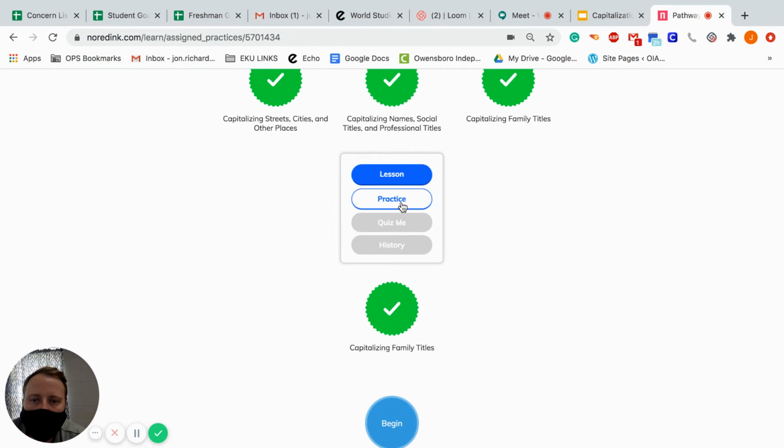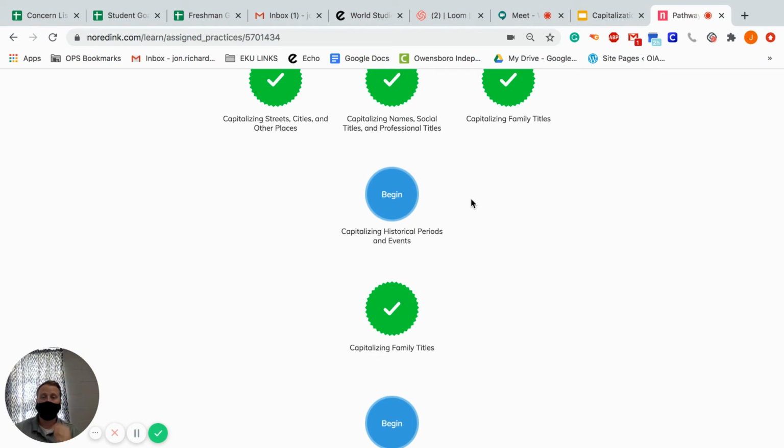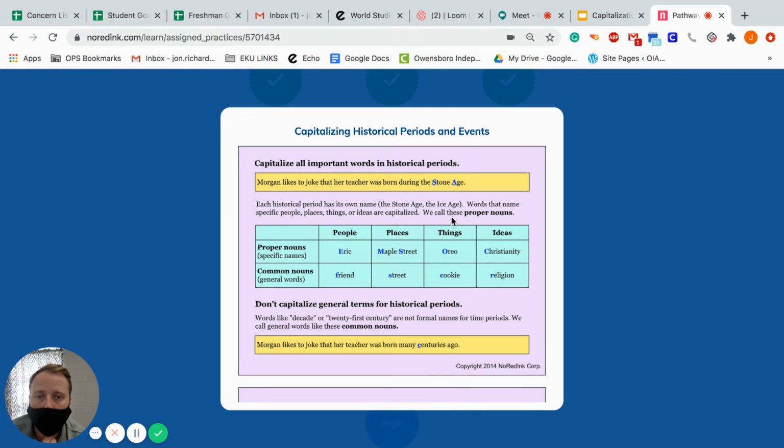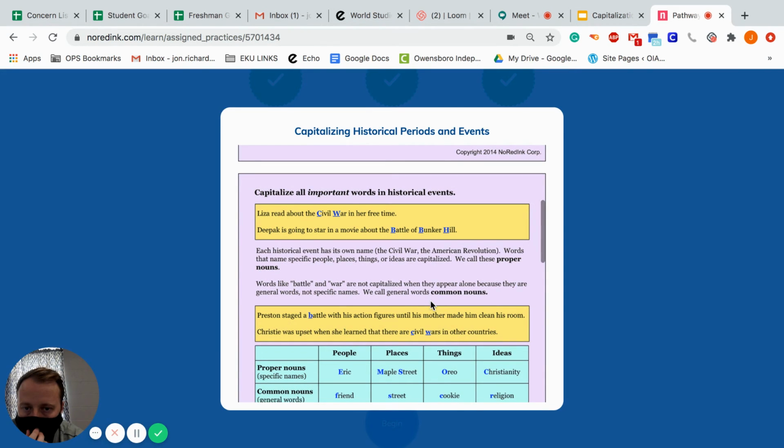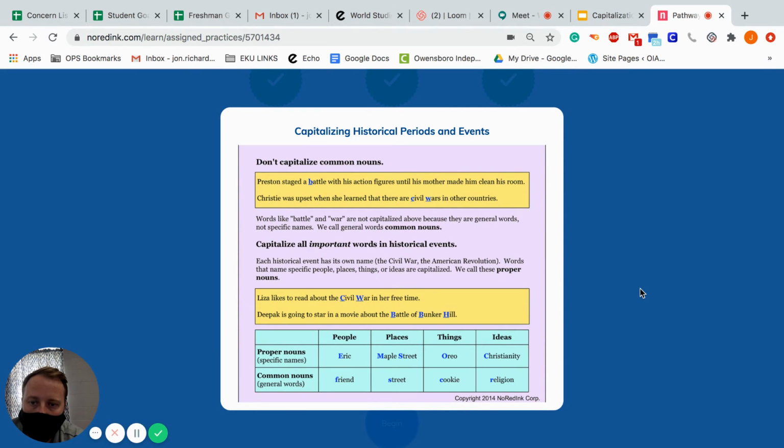So let's look at this history, and so we're going to be dealing with social studies class, and you're going to have social studies class every year at OIA and in high school. Every high school does that. So capitalizing historical events and periods. So let's look at the lesson on this one. So again, it all goes back to, is it a proper noun? Is it a name of a historical event, a historical time and age? Then it is capitalized. If it is not, you do not capitalize. You also do not capitalize decades like the 21st century or the 1900s or the 19th century. You do not capitalize those, okay? But you do capitalize the names of events, okay?